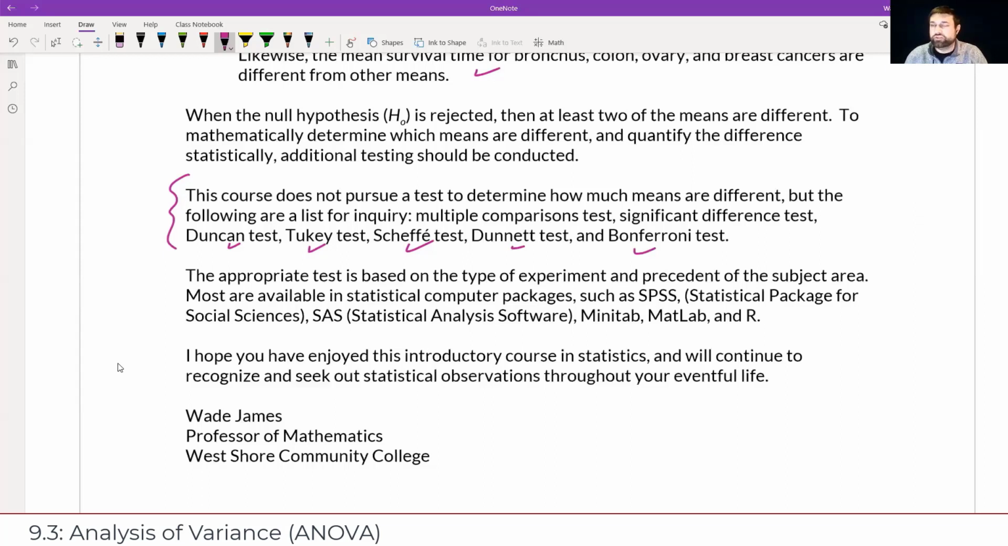So our purpose was to just give you a foundation of statistics so that you can move on if you choose to. The appropriate test is based on the type of experiment that you're doing and the precedent of the subject area. As you advance in statistics, you'll find more reliance on statistical software packages. Some of the most popular ones are SPSS, which is Statistical Package for the Social Sciences, SAS, Minitab, MATLAB, and R. And R is actually one of the most popular statistical programs out there.